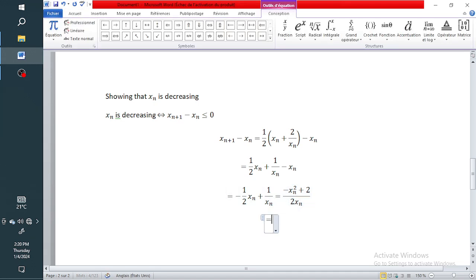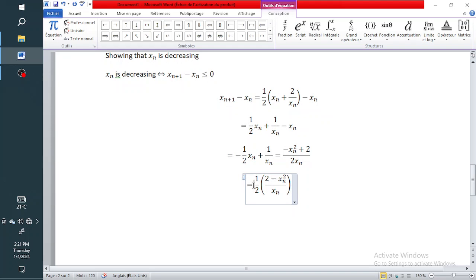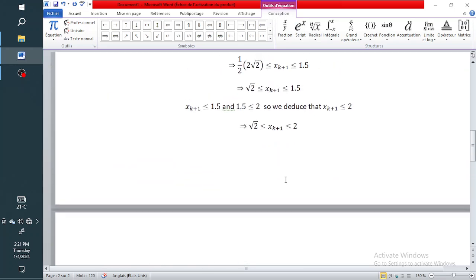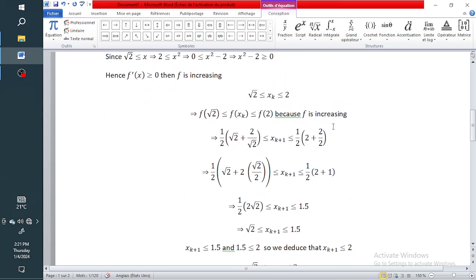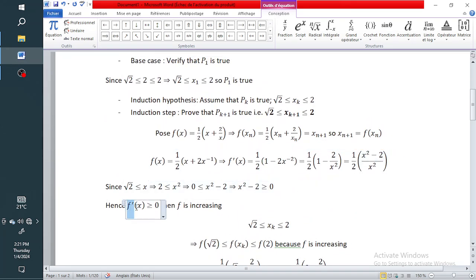So this simplifies to give us 1 over 2 times, I allow the xn here, I'm going to write it as 2 minus xn all squared. In fact, if we factorize a negative sign, then instead you are going to write xn squared minus 2. But now this resembles the derivative of our function. The derivative of f was positive, and we saw that it was always positive.